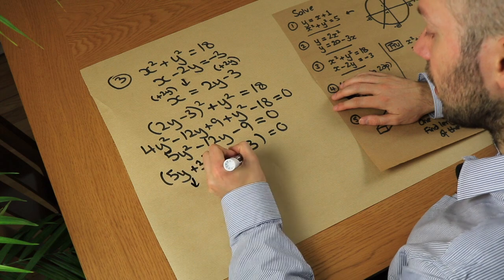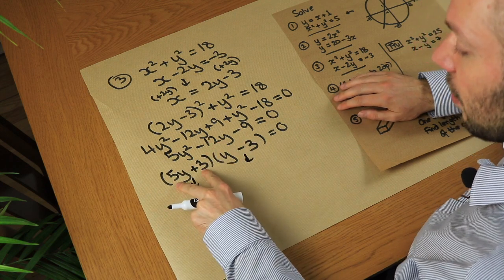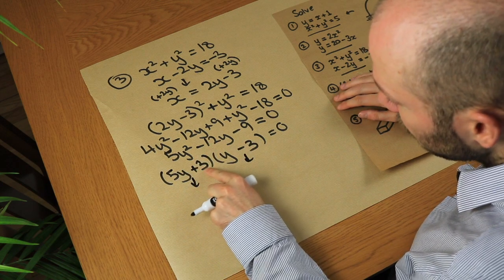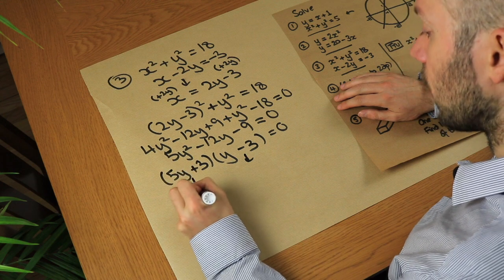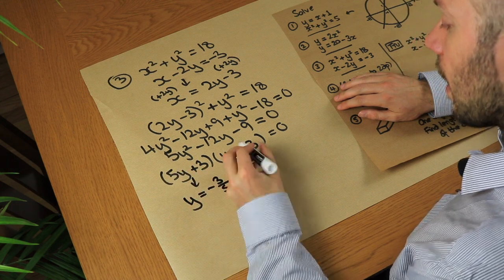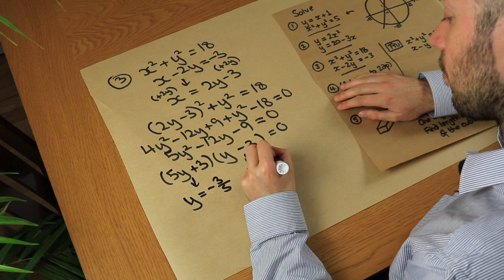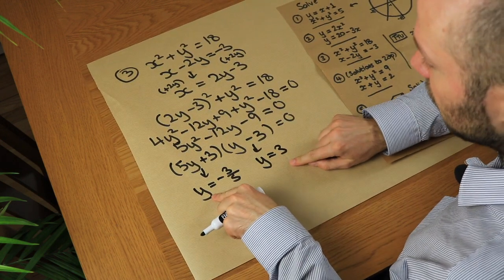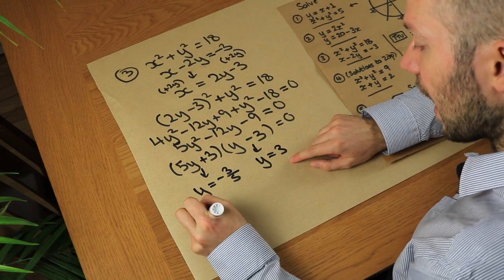So we do the usual thing. If this bracket was 0, remember we can negate that, minus 3, and divide by that 5. So y is minus 3 over 5. And then y could also be 3. And now we've got the 2 different values of y, so we need to find the corresponding x for each of them.